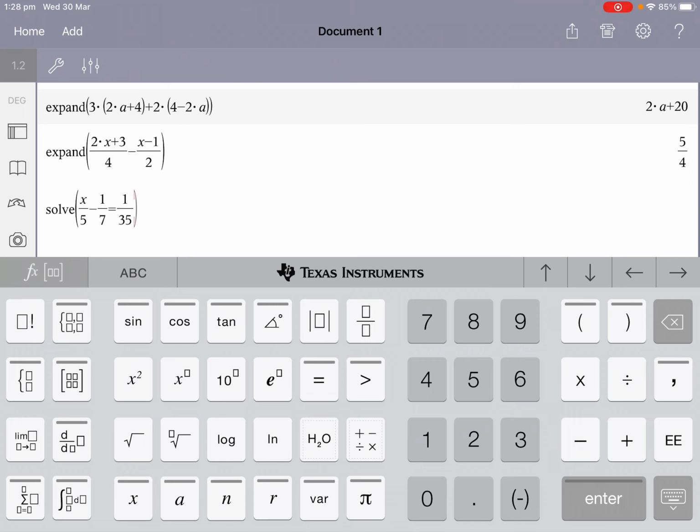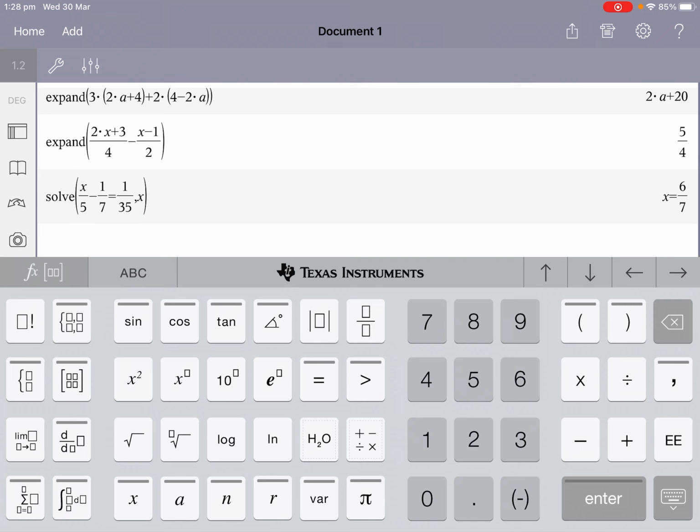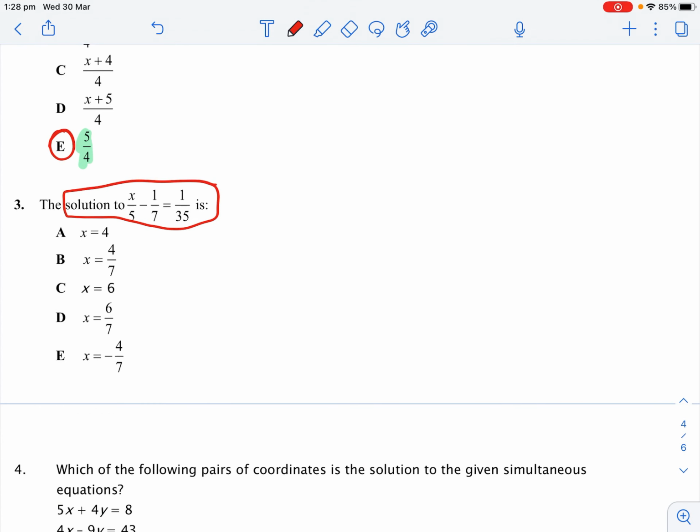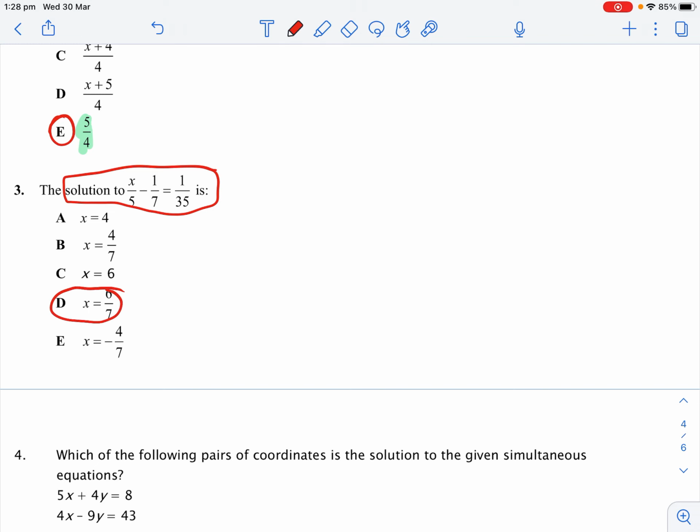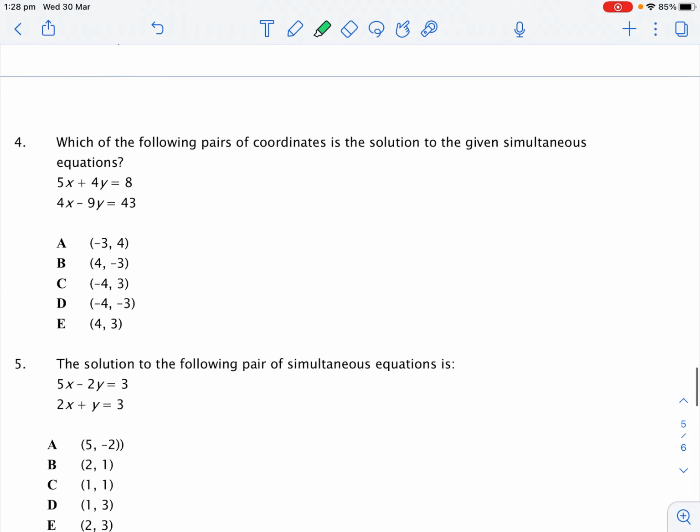The only difference with solving equations compared to expanding is I need to tell it what I want to find. So I'm going to press comma x. The comma on your calculator is on the left-hand side down the bottom by memory. I might have that wrong though. So I put comma x at the end when I'm solving, hit enter, and we get 6/7. Go back, our answer was 6/7. D.